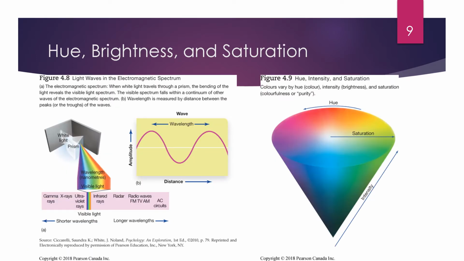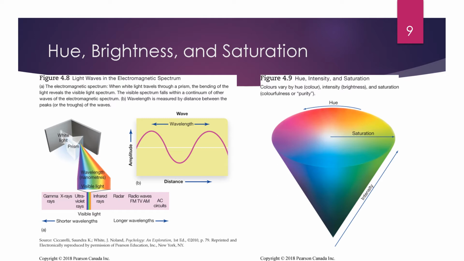And then we see here in figure 4.8, you've got your light waves in the electromagnetic spectrum, so you can see what we're talking about by the wavelength. Again, you see that it's measured from peak to peak, and the amplitude is measured from the lowest point to the highest point of the wave. Basically your wavelength would then be related to your hue or your color name, and your amplitude will be related to your brightness or your intensity.